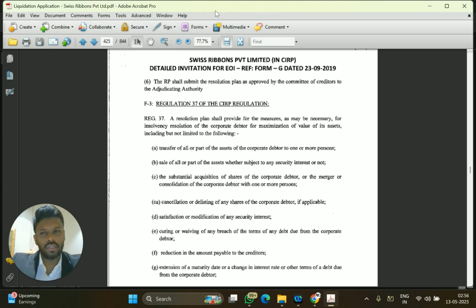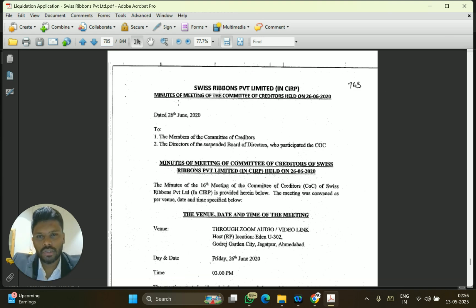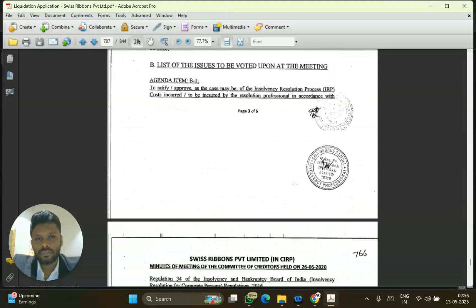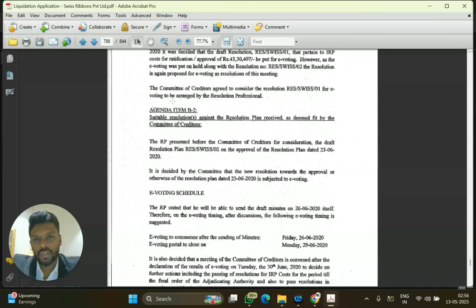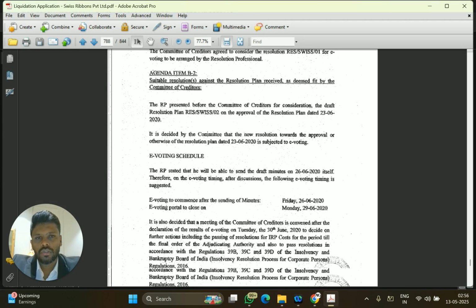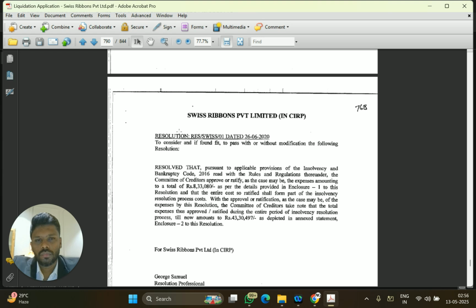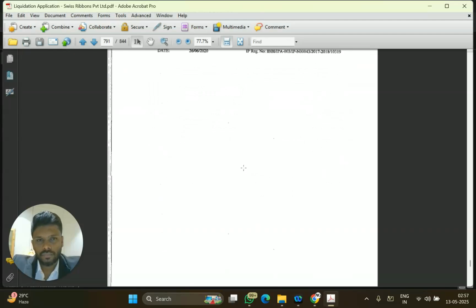So let me take you directly to the relevant COC meeting minutes. If you see, these are the minutes of the meeting of the committee of creditors held on so and so date. This is the 16th COC. If you recollect, the 16th COC was the meeting where the liquidation was proposed. These are the various agendas put for discussion. Resolution 1 was in regard to the CIRP cost. This is the CIRP cost that was put forth.